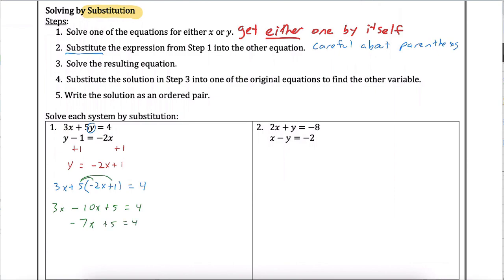And we're going to keep getting that negative 7x by itself. So I will subtract 5 from both sides. So negative 7x equals negative 1. And so x equals 1/7.